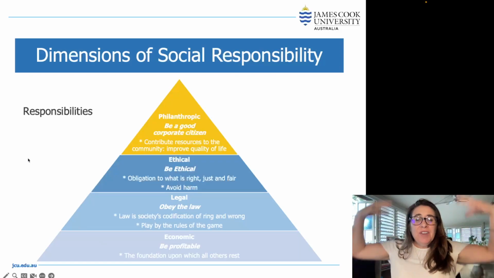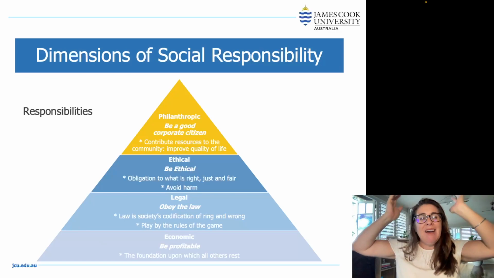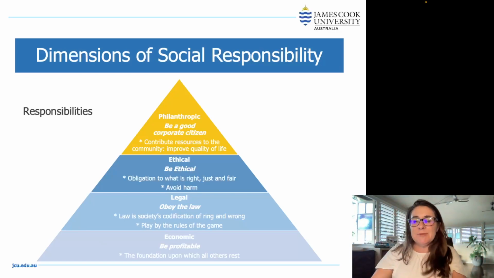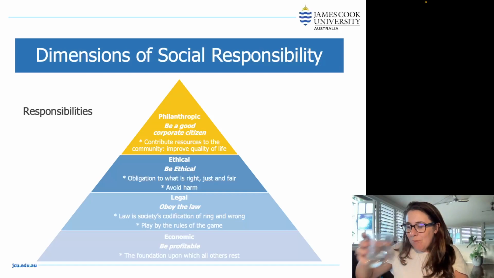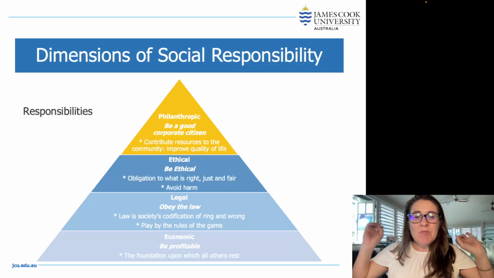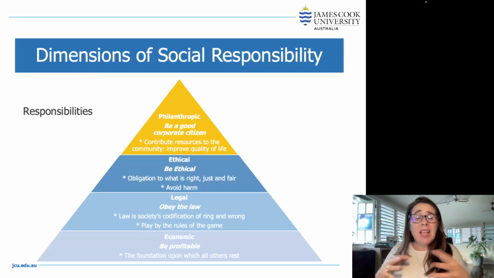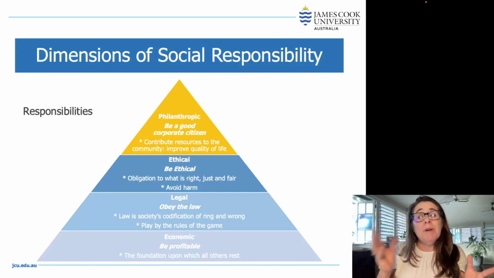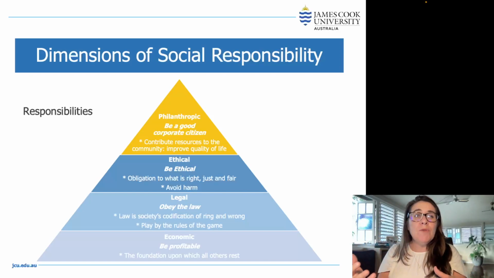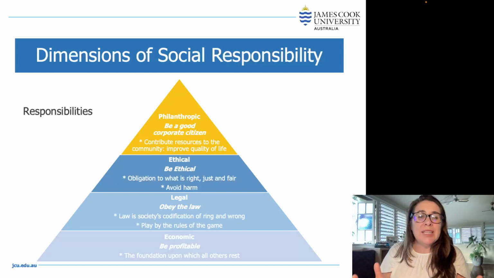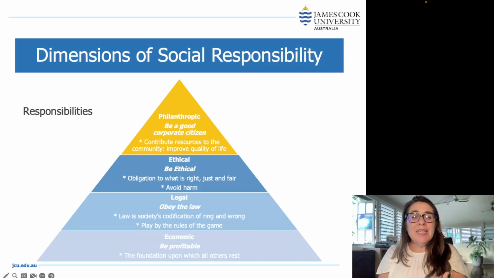Finally, we have at the very top of our pyramid our philanthropic responsibilities. Now, our philanthropic responsibilities, they go beyond marketing ethics, and they're not required of a company at all. But companies do it because it promotes human welfare or goodwill, as do the economic, legal, and ethical dimensions of social responsibility. More and more companies are starting to adopt a strategic approach to corporate philanthropy.